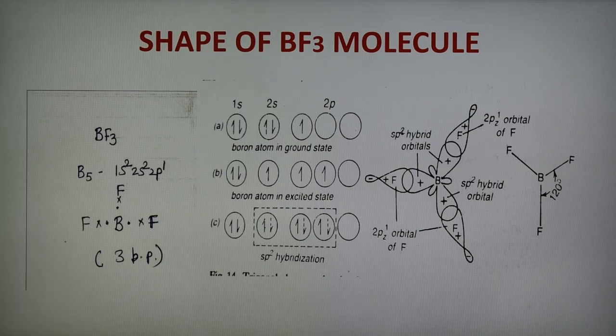So we can say that in this BF3 molecule, the boron atom is surrounded by 3 sigma bonds, and there is no lone pair of electrons. Since the force of repulsion among the bonded electron pairs is equal, the 3 boron-fluorine bonds are directed toward the corners of an equilateral triangle with a bond angle of 120 degrees. Other examples of similar types are BF3, BH3, BCl3, which are examples of this type of molecule.